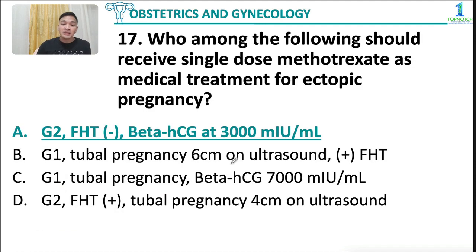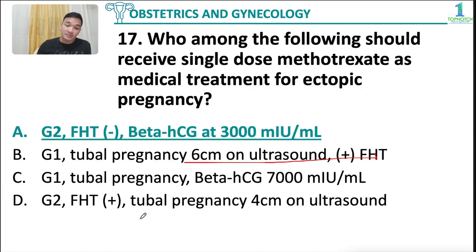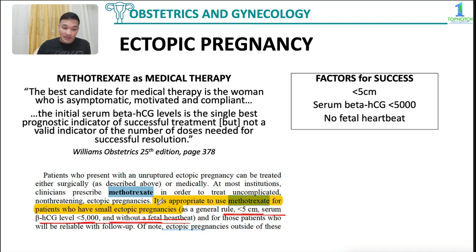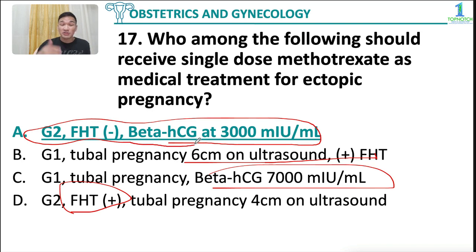Balik tayo sa patient. 6 cm yung isa na may fetal heart tones. So, bawal. Kasi, dapat is walang fetal heartbeat, yun yung pwede mong bigyan ng methotrexate. How about ito? Mataas yung beta-HCG, 7,000. Bawal. Kasi dapat less than 5,000 para mabigyan mo ng methotrexate. Ito rin, may fetal heart tone, so bawal din. So ito naman, less than 5,000 ang beta-HCG, so ito lang yung patient. At walang fetal heart tone, so ito yung patient na pwede mong bigyan ng methotrexate as a medical management for ectopic pregnancy.